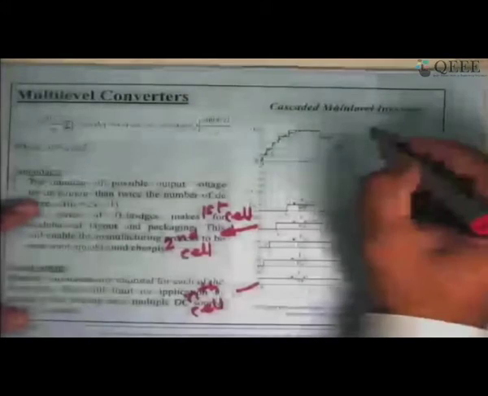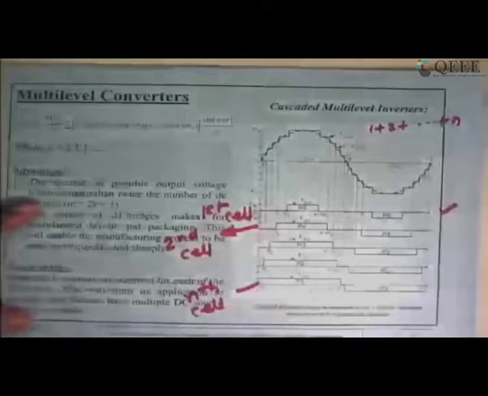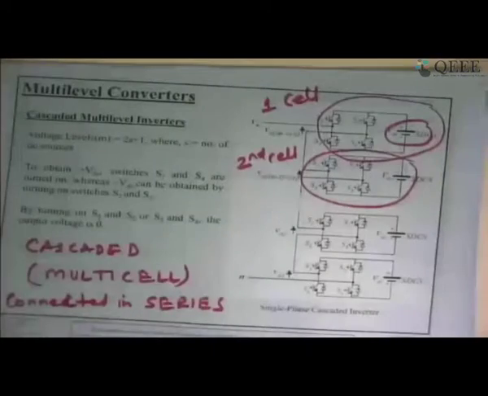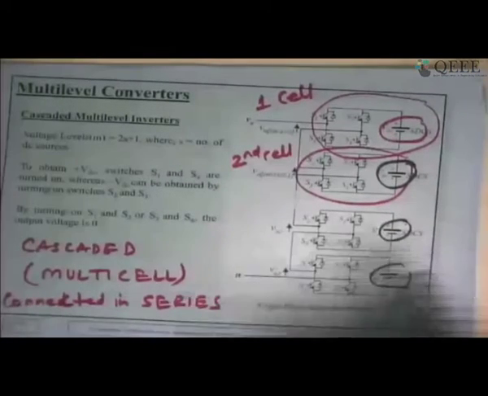So if you add 1 plus 2 plus n, here is the waveform. So this is a sinusoidal output voltage by connecting different cells in series. It has again the same disadvantage we mentioned earlier. This configuration requires you to have a lot of DC sources, and in this case they actually have to be isolated. How to get them? So you need to have a bank of power supplies only for this purpose.